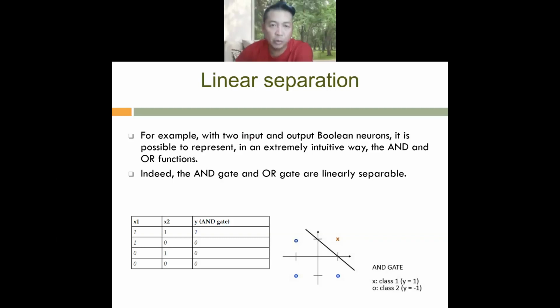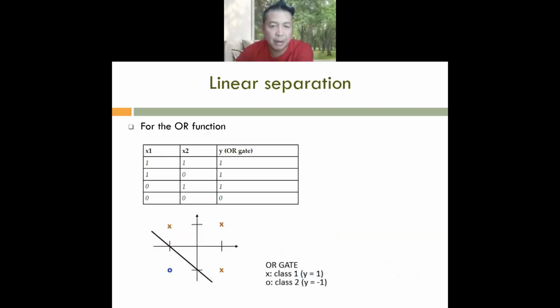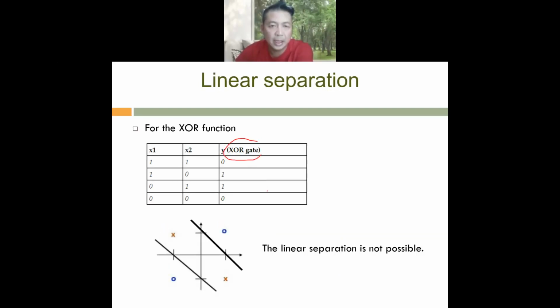If, for example, we have two inputs and one output Boolean neuron, it is possible to represent them using the AND and also the OR function. So for this one, they are separable. This is for the AND gate. This is just to show you the two inputs and one output for the AND gate function. We can separate them for the OR gate function, but we cannot separate the XOR function because we need two models here to separate them.